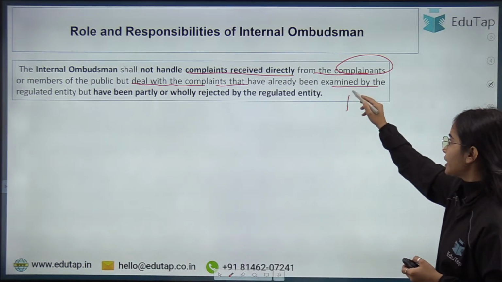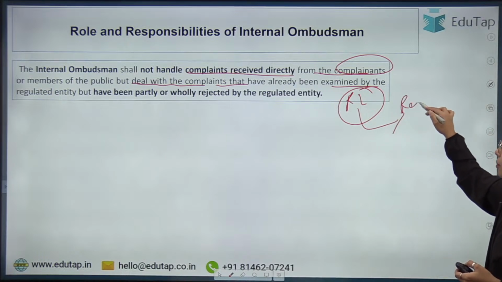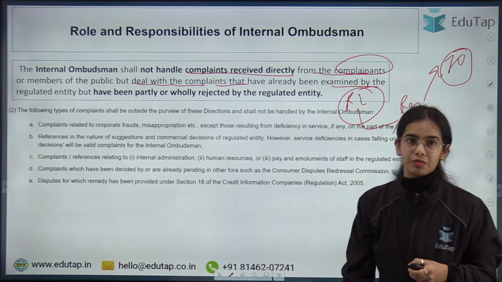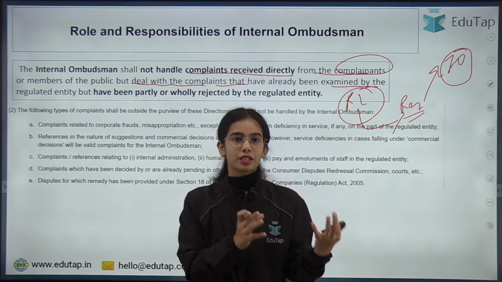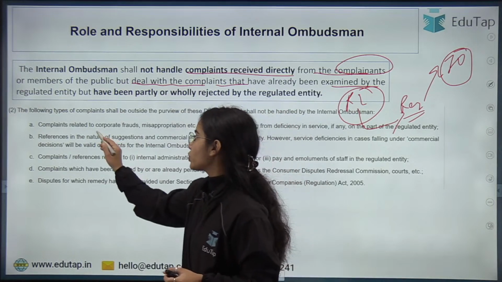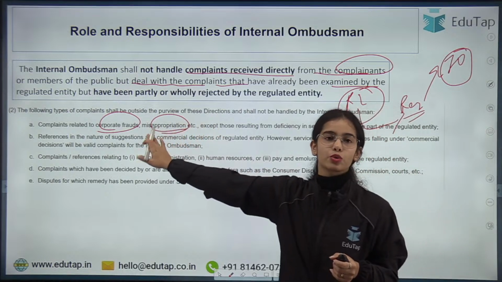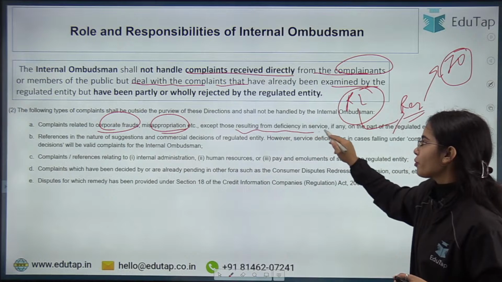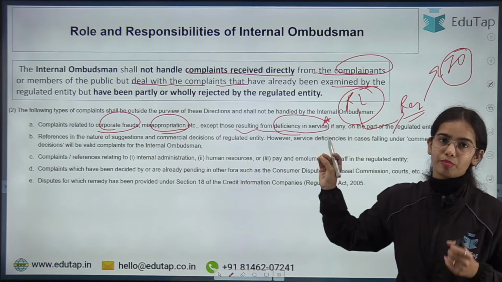So first the regulated entity will review the complaint, and once the complaint is rejected, then it will be transferred to the internal ombudsman. Now, some complaints cannot be looked after by the internal ombudsman, that is complaints related to corporate fraud and misappropriation, because these are not directly related to consumer service. Except those resulting from deficiency in service, only these complaints can go to the internal ombudsman.